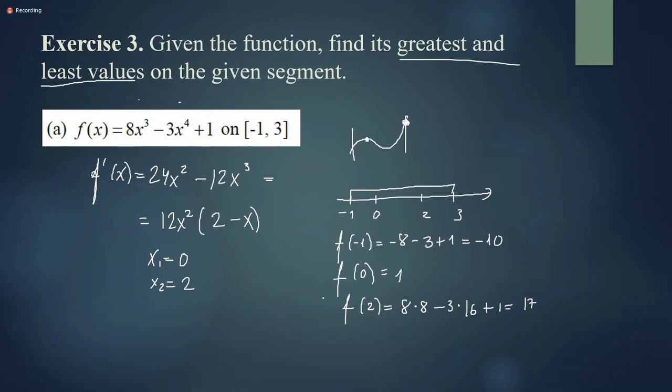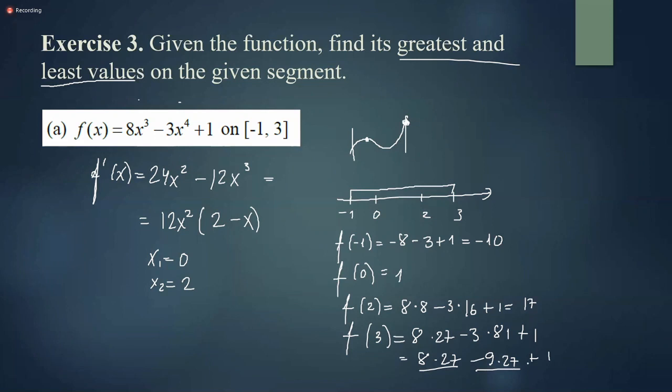So we see that we have 17, and then at the end point at 3, we have 8 times 27 minus 3 times 81 plus 1. So that would be 8 times 27 minus 9 times 27. I simply rearrange this product a little bit so that I can say, this is minus 1 times 27, minus 27 plus 1 is minus 26. And now we see very clearly that this is the greatest, and this evidently is the least.